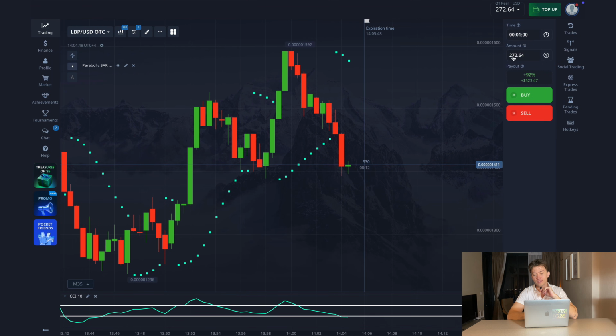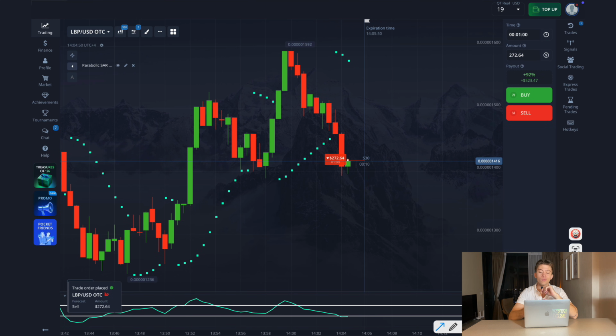A short time later, the market presents a new setup. Expiration is 1 minute and I'm opening a sell trade for $272. After a sharp impulsive rise, price approaches a strong resistance level and it becomes immediately noticeable how the market starts losing momentum. Volume decreases, candles compress, and the movements become more cautious. A clear sign that buyers are no longer willing to push higher. The rally seems to hit a ceiling and gradually runs out of steam.